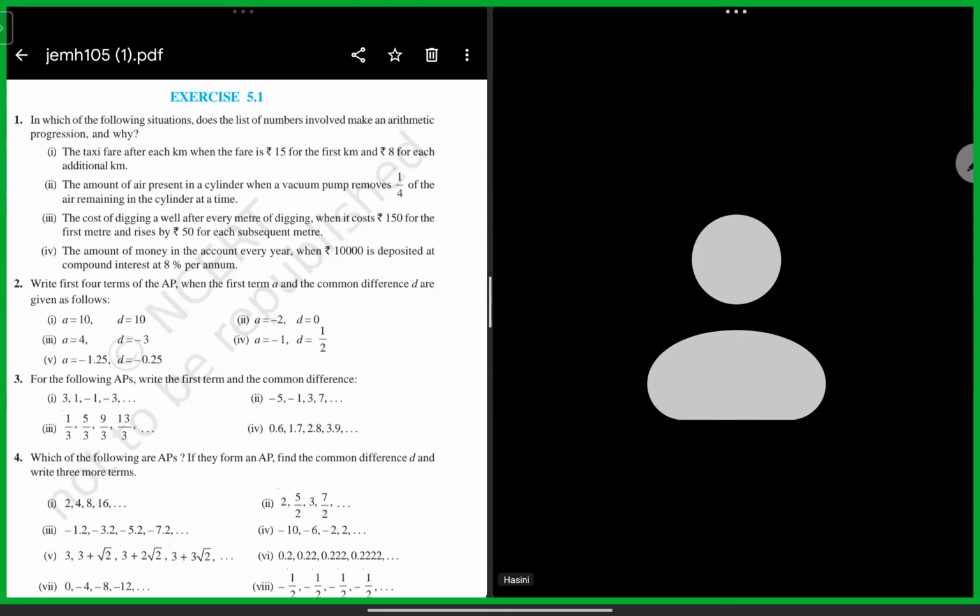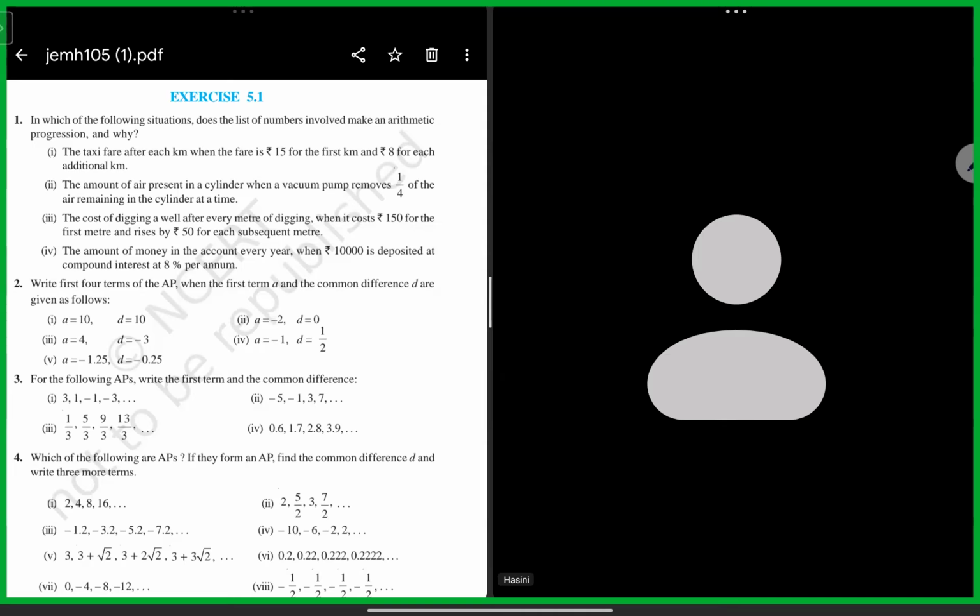This is the first question. They are asking us to check after listing the numbers, which means we don't know whether they'll form an AP or not. So we check the common difference. If they come equal, that situation follows AP. In the second question, they only said that they are in AP. They gave the first term and common difference. Simply, if you add the common difference to the previous term, you'll get the next term.